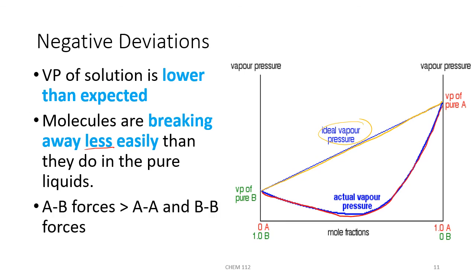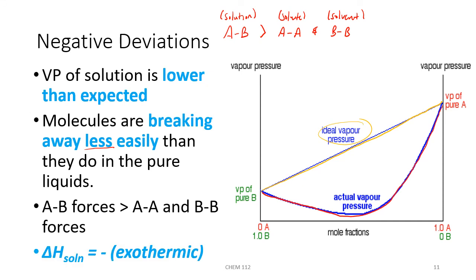So what that tells us about the intermolecular forces is that the new AB forces set up in our solution are actually stronger or greater than the individual AA forces of our solute and the BB forces of our solvent when they were separate. This means that when we mix A and B together and make our solution, more energy is released from the setting up of the new AB interactions than was required to break apart AA and BB. So what this means is there's energy released.